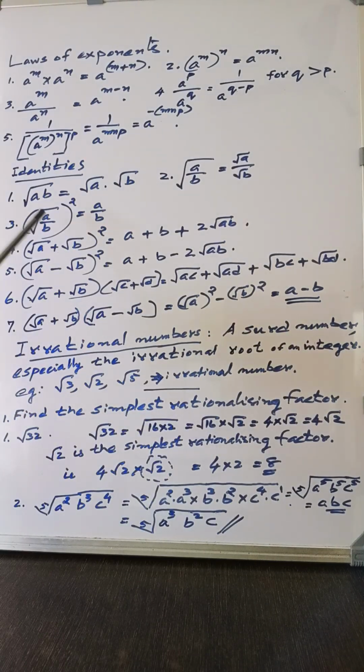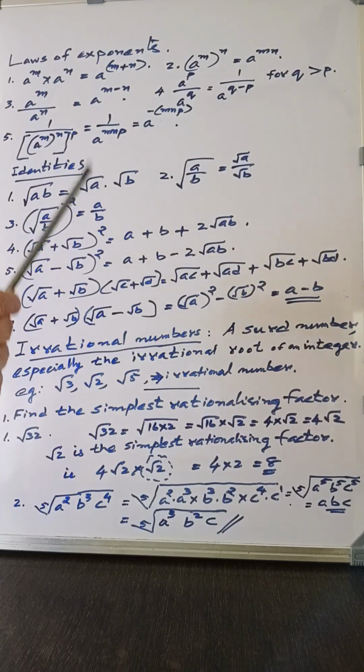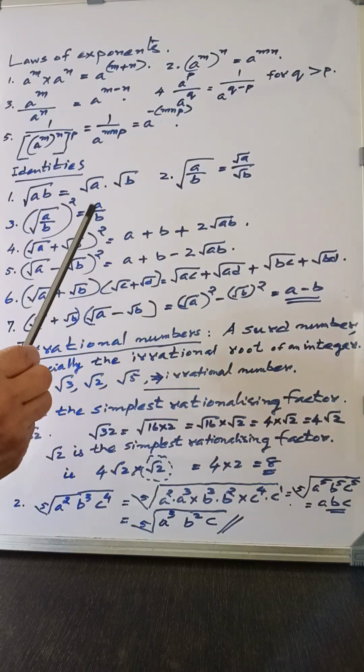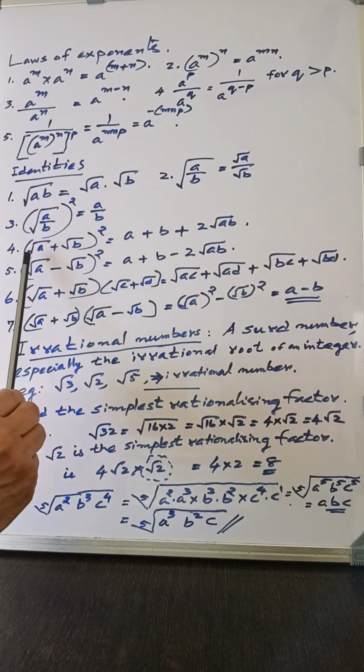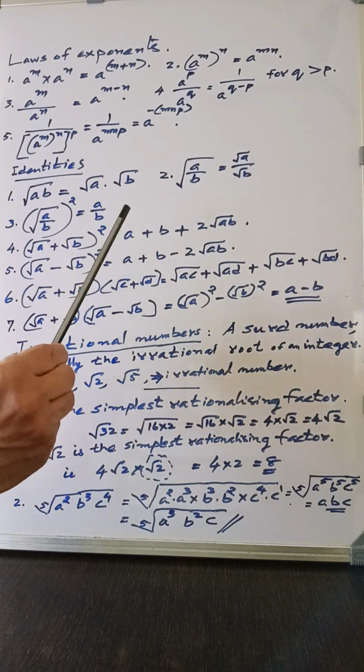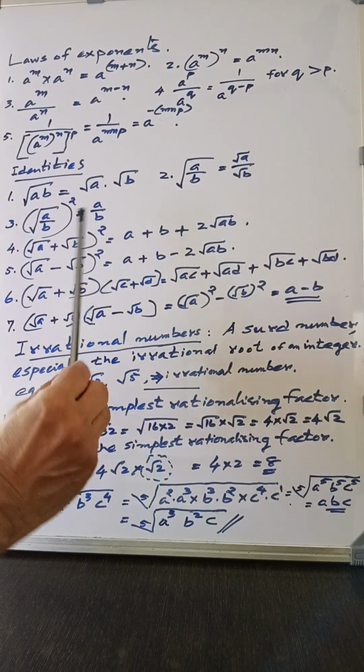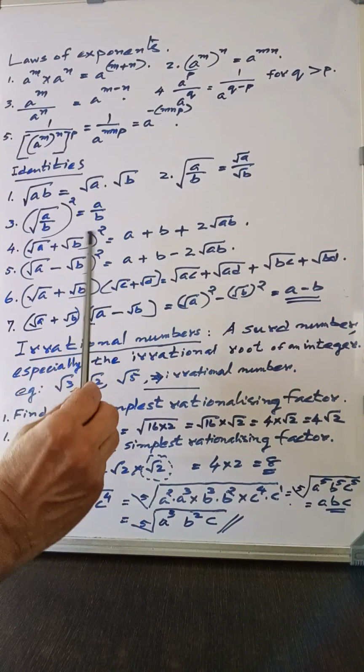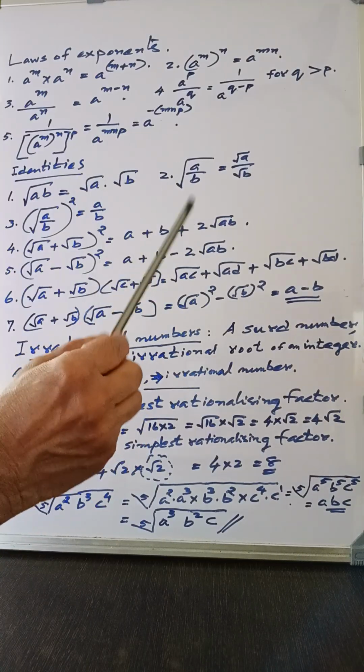Here, root of A by B the whole squared is (A by B) raised to 1 by 2 into 2. 1 by 2 into 2 gives 1. That is A by B. Root A plus root B the whole squared: root A the whole squared is A, root B the whole squared is B, plus 2 into root A into root B gives root of AB.